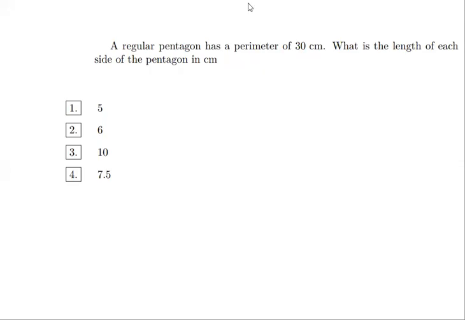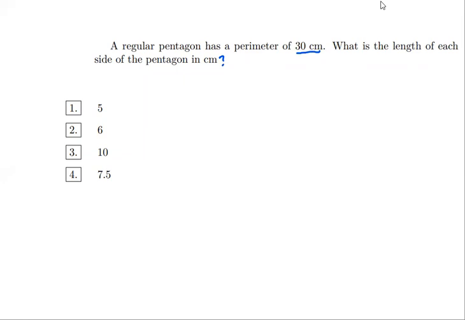Hi. In this video, we'll work on finding the dimensions of different objects and shapes given perimeter or like the area. So for the first question, a regular pentagon has a perimeter of 30 centimeters. What is the length of each side of the pentagon in centimeters?